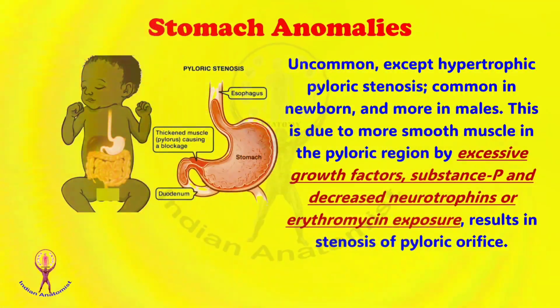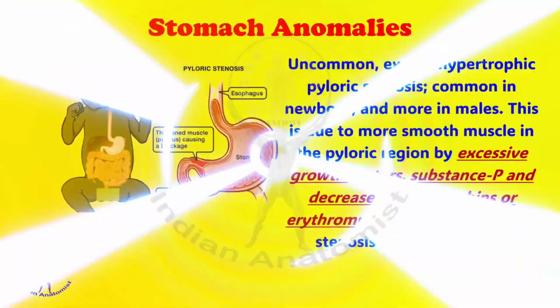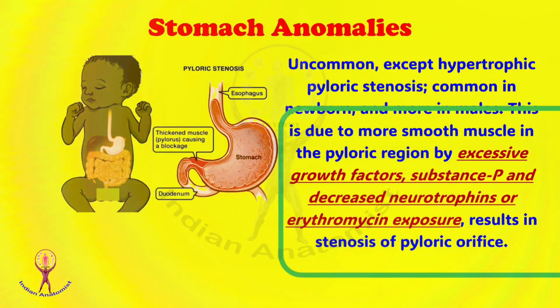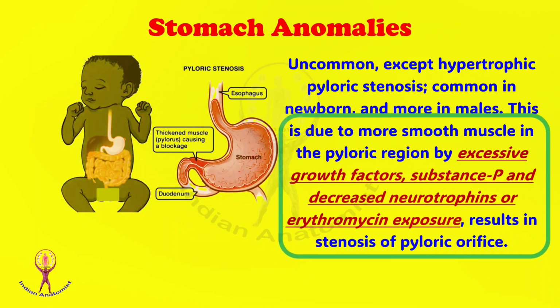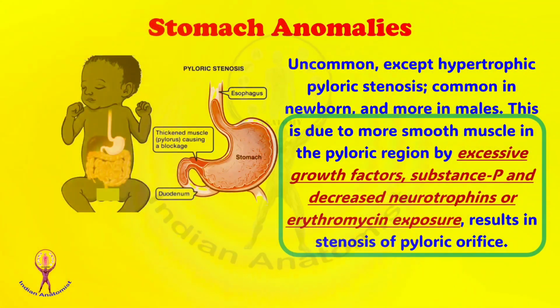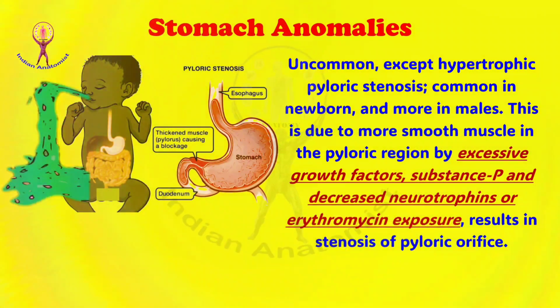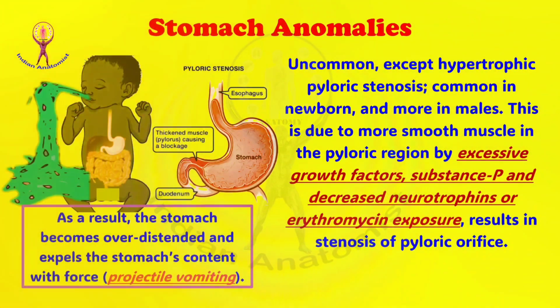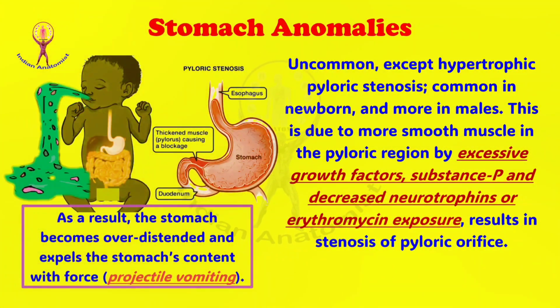At last, regarding the stomach anomalies, usually, it is uncommon, except hypertrophic pyloric stenosis, common in newborns and more in males. This is due to more smooth muscle in the pyloric region by excessive growth factors, like substance P, and decreased neurotrophins or erythromycin exposure, resulting in stenosis of the pyloric orifice. As a result, the stomach becomes overdistended and expels the stomach's content with force, projectile vomiting.